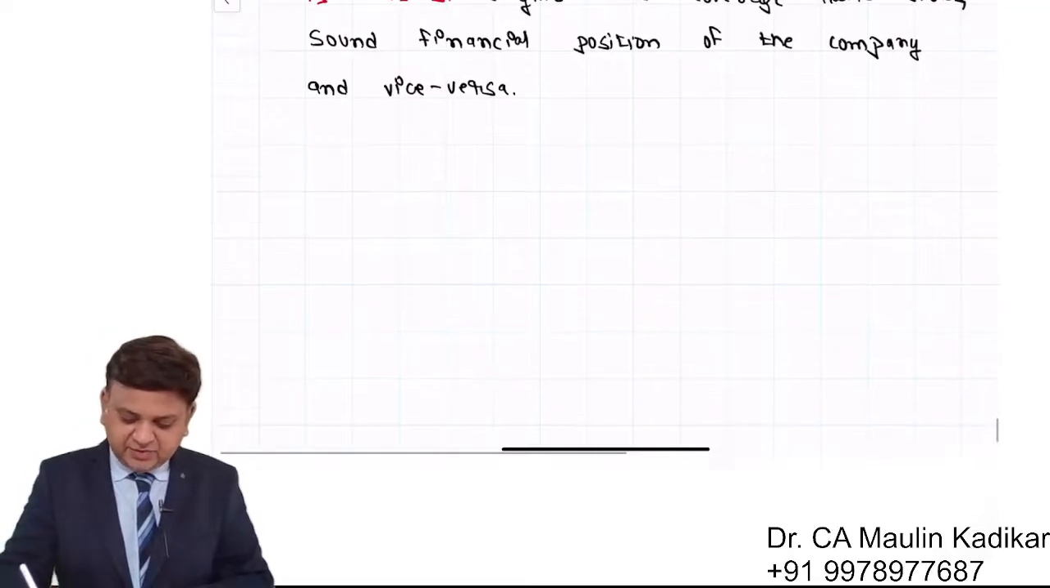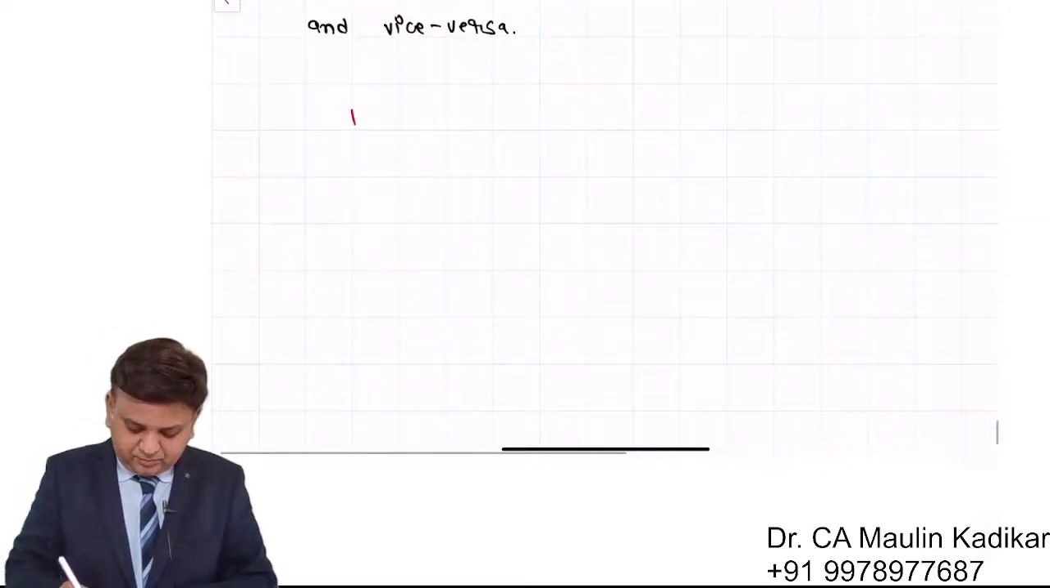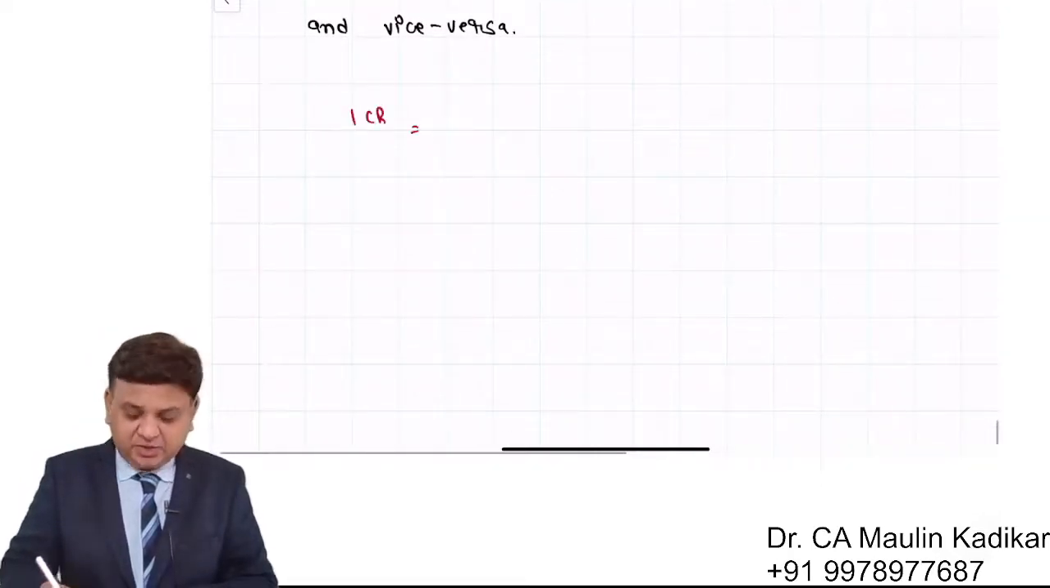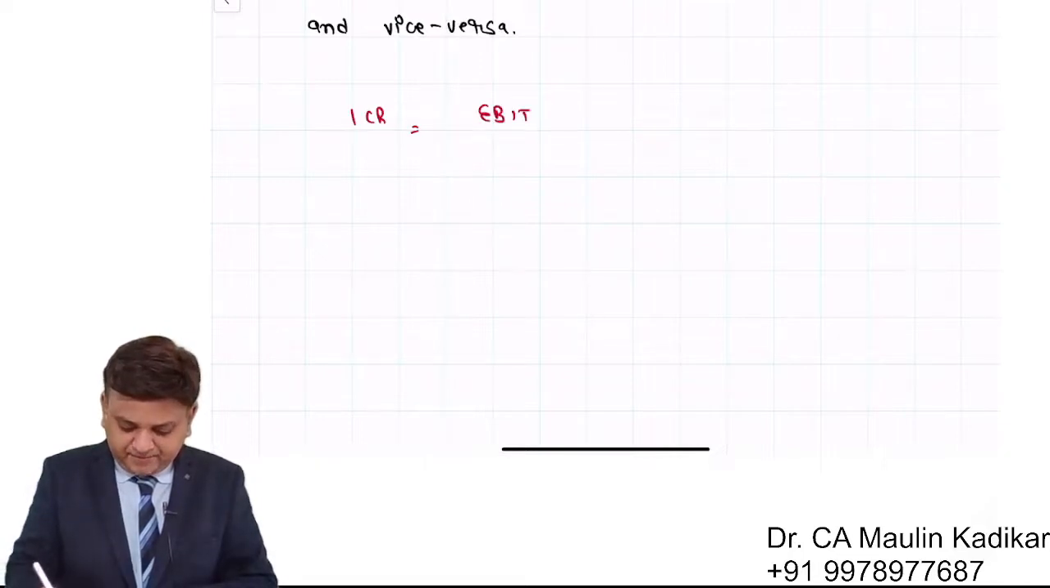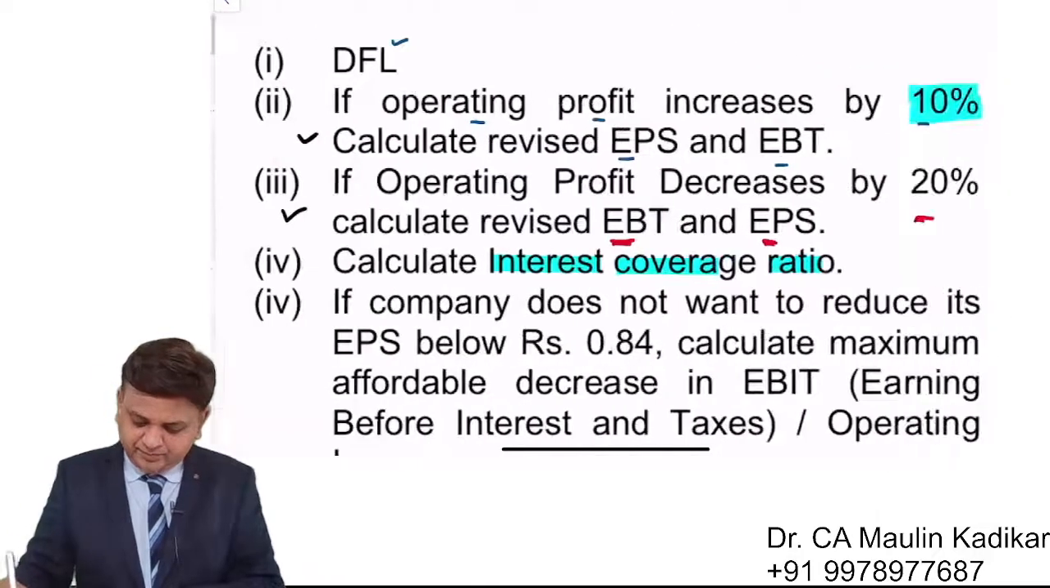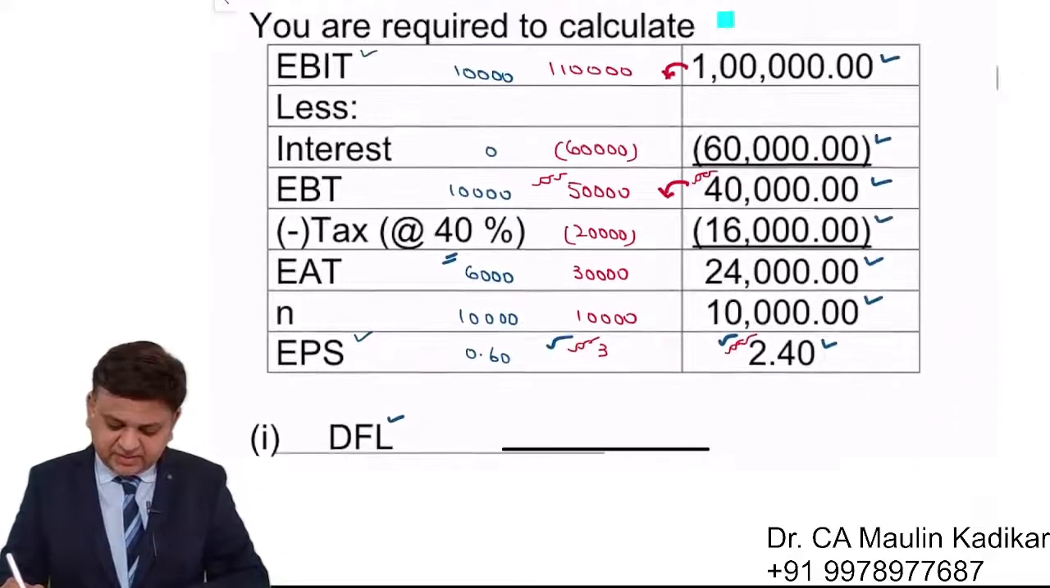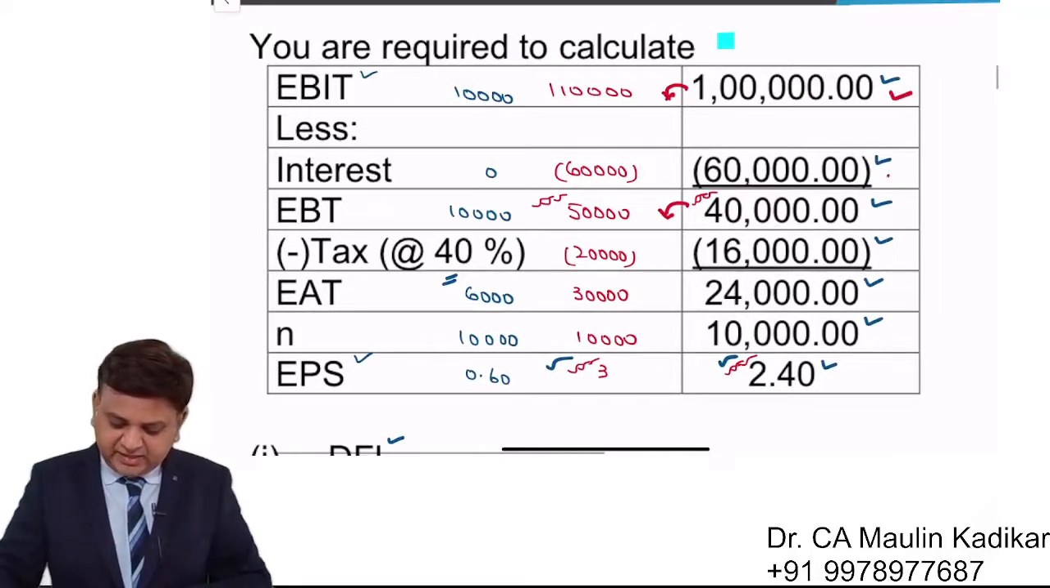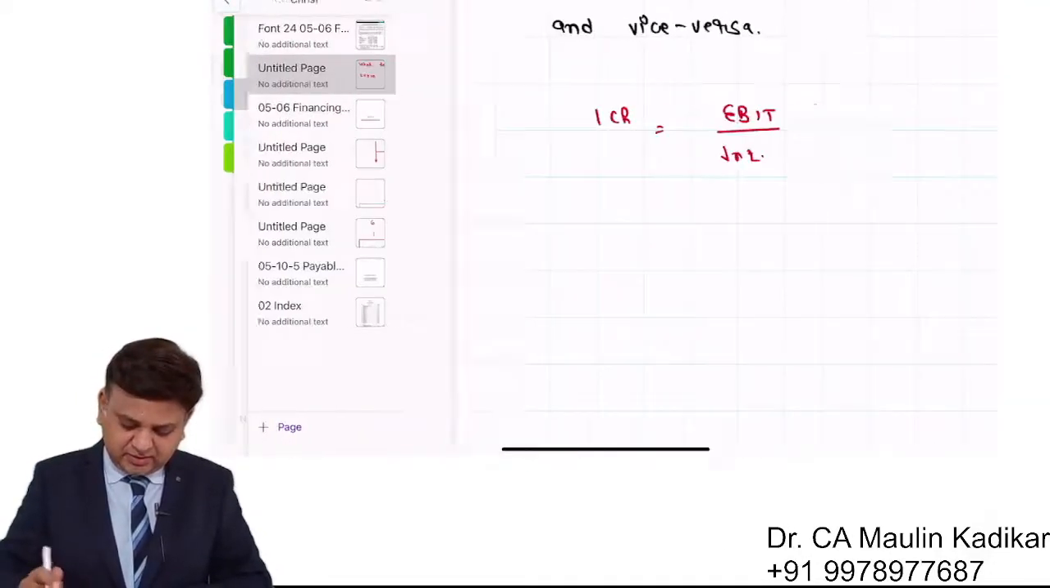So now write an answer for this question. Interest coverage ratio is equal to EBIT upon interest. As far as the EBIT is concerned, it is an amount of 1 lakh and interest is 60,000.